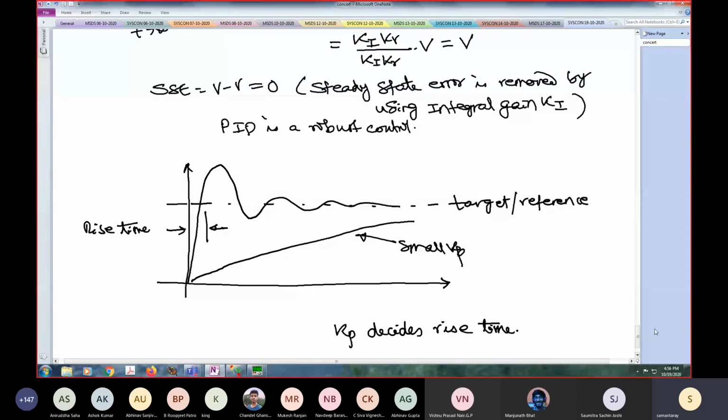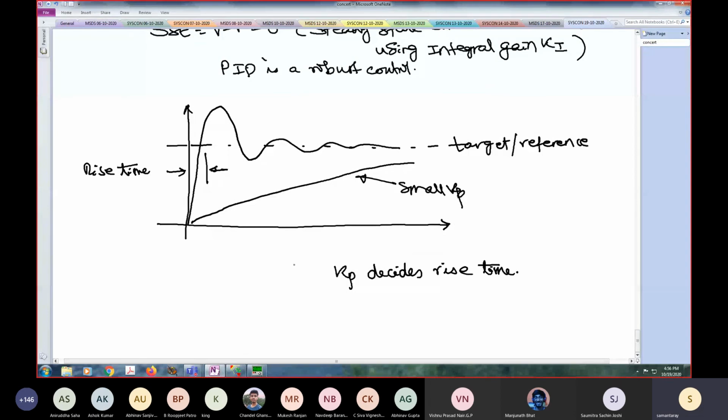So what does it do? High Kp, small rise time, but high overshoot.